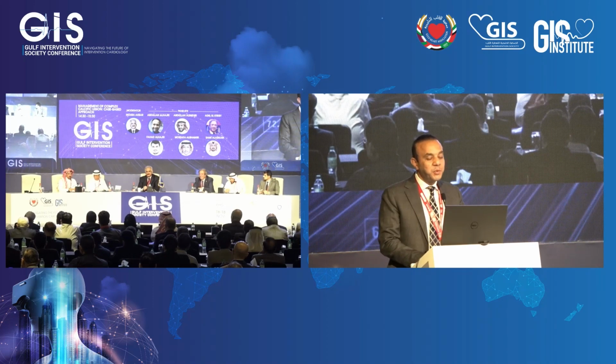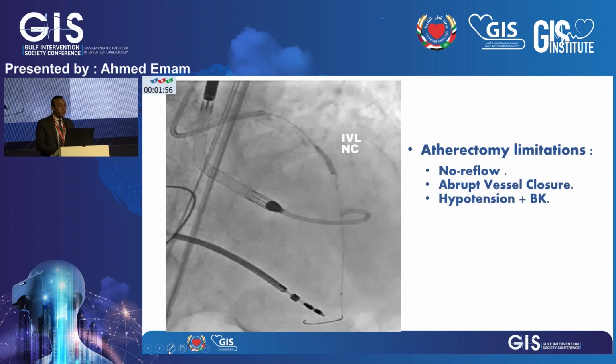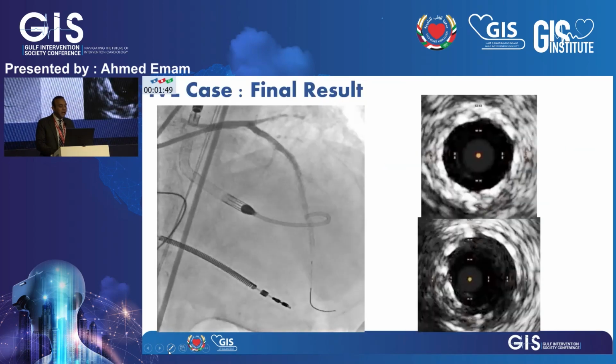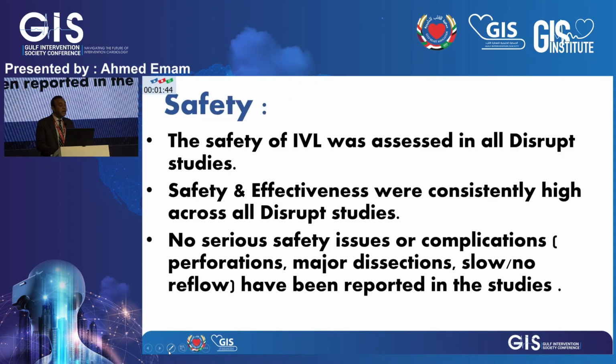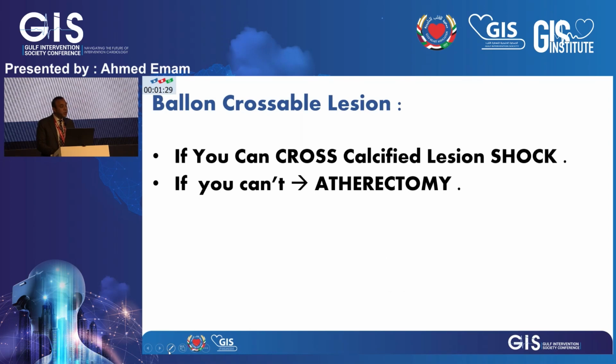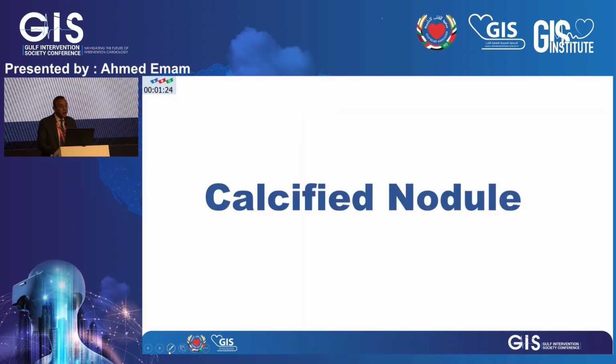We don't want this time to go ahead with atherectomy, rotational or orbital, because of the complications that we expected, like no reflow. So we did IVL, and this is what we have after the ablation. IVL is really safe, and the safety was tested in all the Disrupt studies. It was safe and effective, with no serious issues, no complication, no perforation, no dissection, no slow flow. So it's really safe. So if you can cross with the IVL, go ahead and crack the lesion.